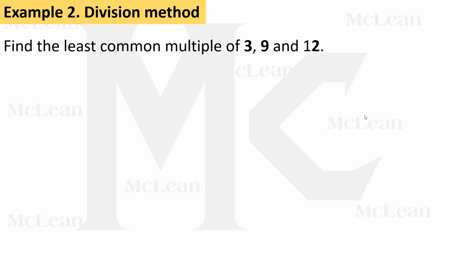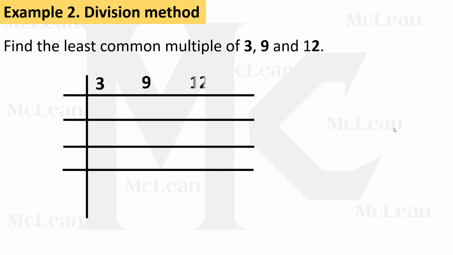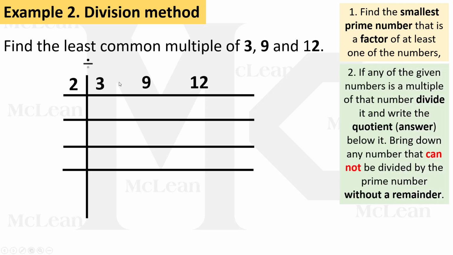Example 2, find the least common multiple of 3, 9, and 12. Three numbers this time. Same rule. Put your columns down: 3, 9, and 12. Same thing. Find the smallest prime number that is a factor of at least one of the numbers. Now, you may ask yourself which one to use first. It all depends on you. All right? But we start with 2. Can 2 go into 3? No, without a remainder? No. So we bring the whole 3 down.